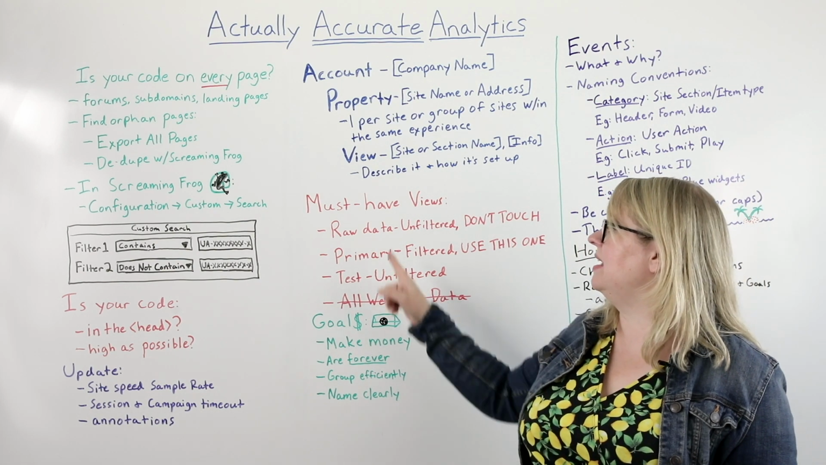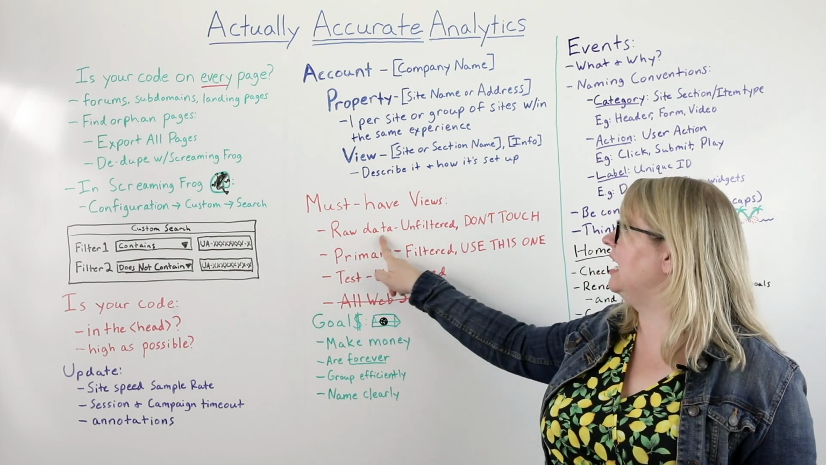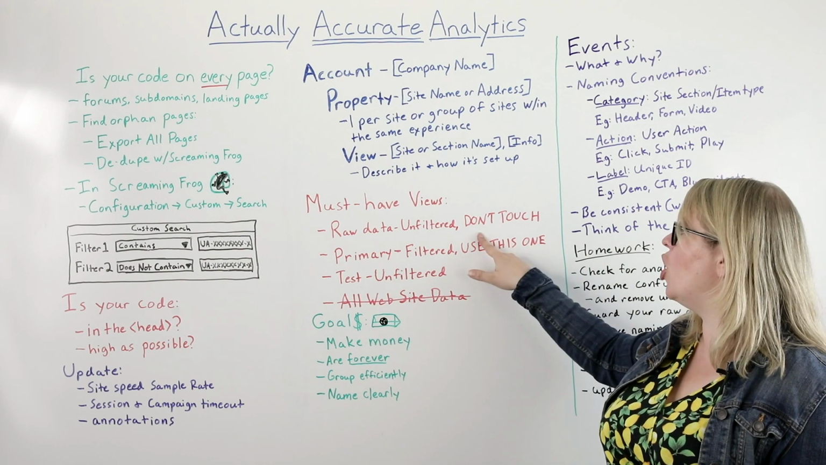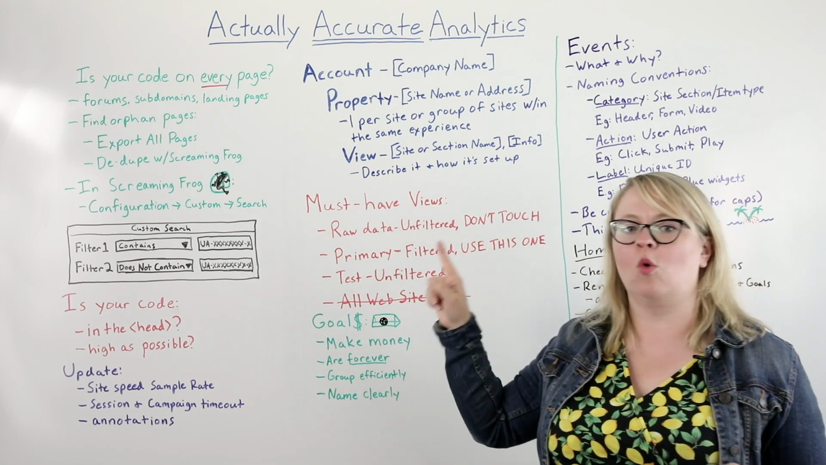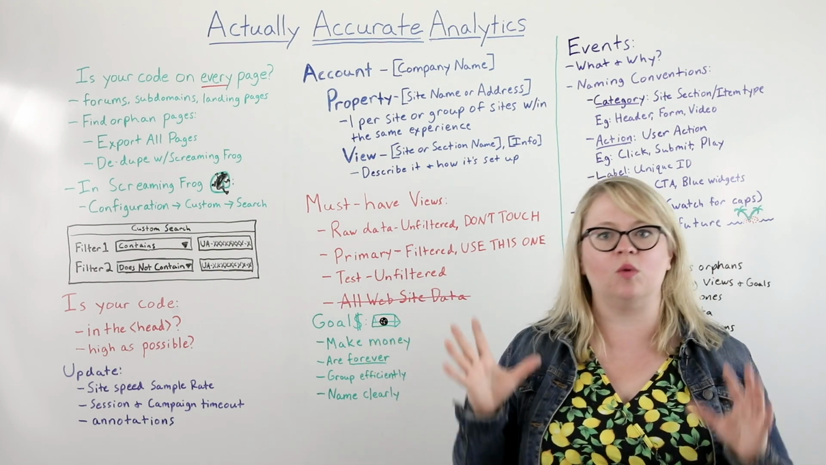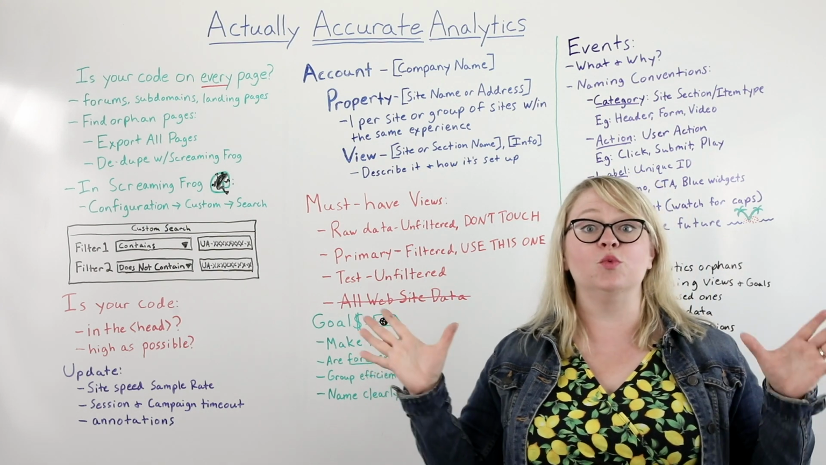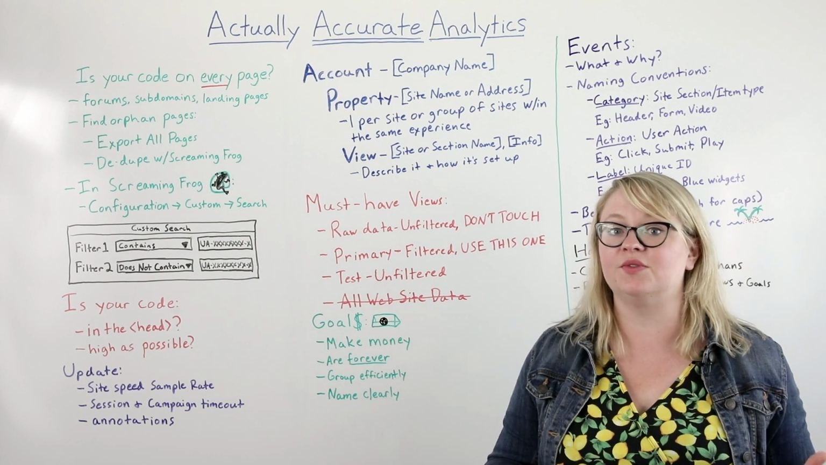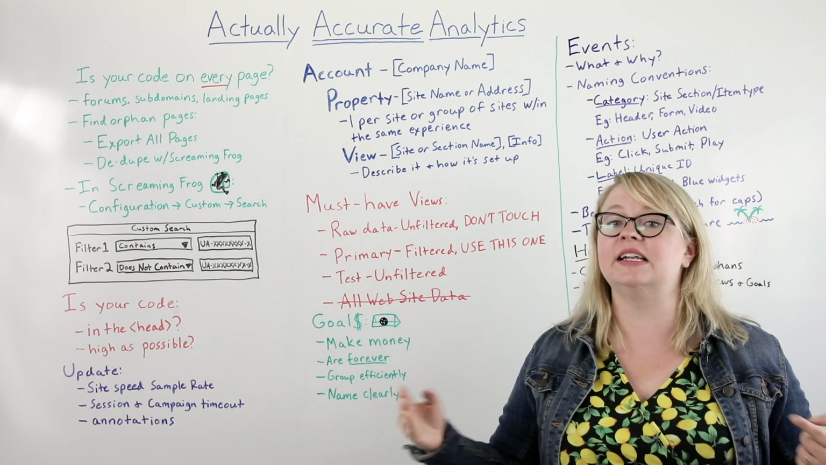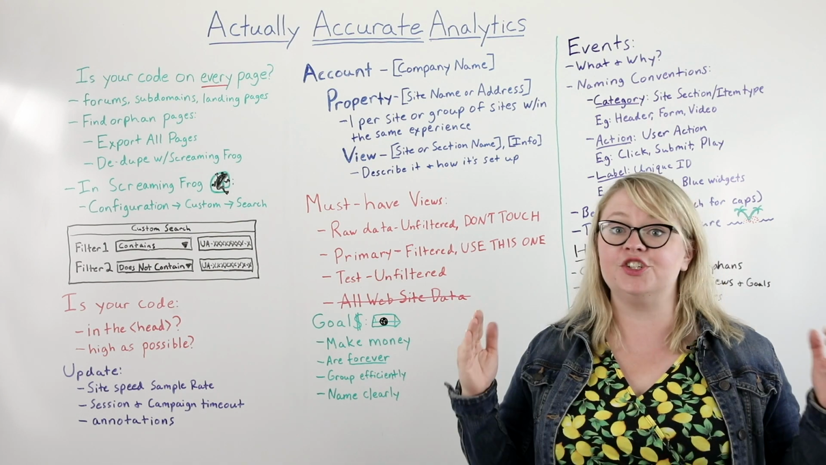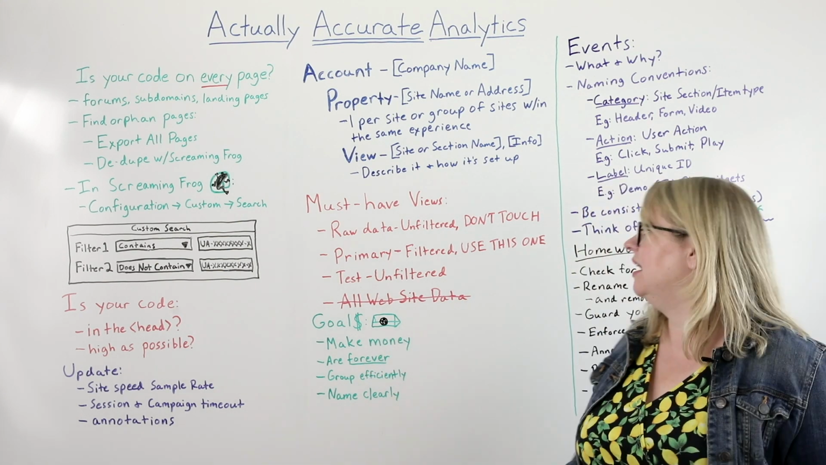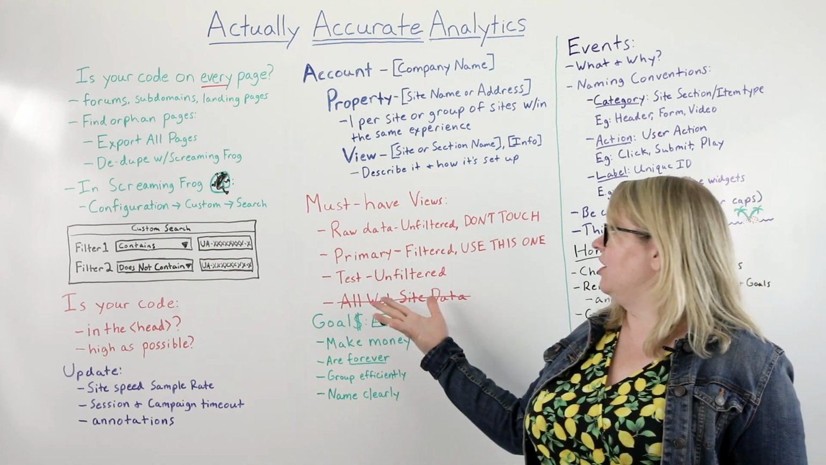I like to name, in addition to naming it raw data unfiltered, I like to also add something like "don't touch," or, you know, "for historical purposes only" if you're not into the whole brevity thing. Something that makes it really clear that not only is this the raw data, but also no one should touch it. This is not the data we're using. This is not the data we're making decisions by. This is just our backup. This is our backup data. Don't touch it. Then you're going to want to have your primary view.